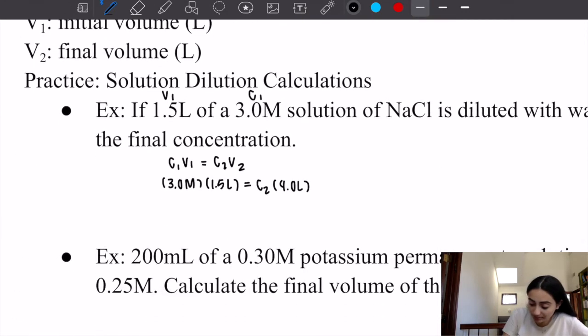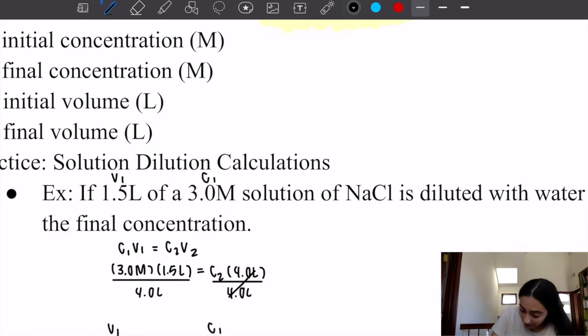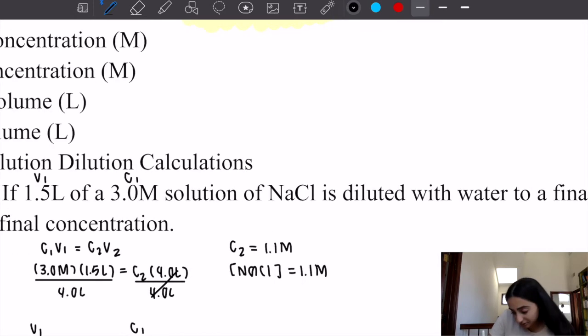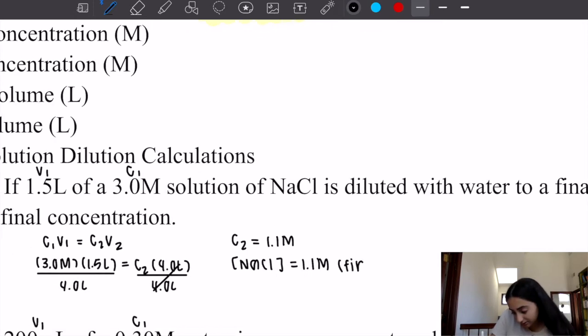Okay, so in this problem, we want to isolate C2. So I'm going to divide both sides by 4.0 liters. And now this cancels out. And if I multiply 3 times 1.5 divided by 4, you get that your final concentration equals 1.1 molarity. You can also write concentration like this with brackets. I would just indicate here that it's the final concentration.